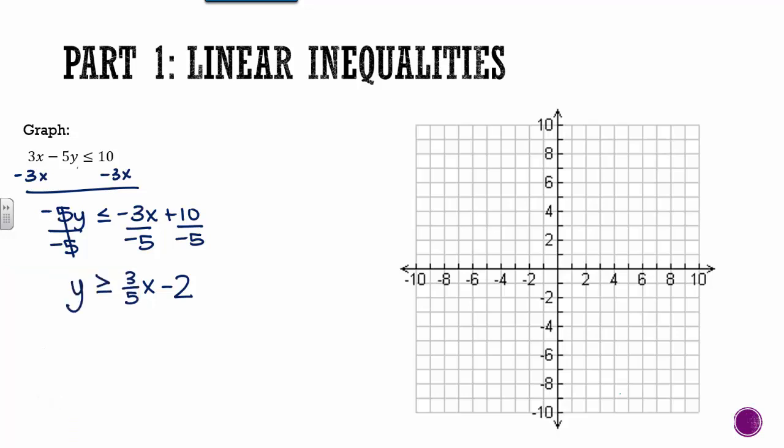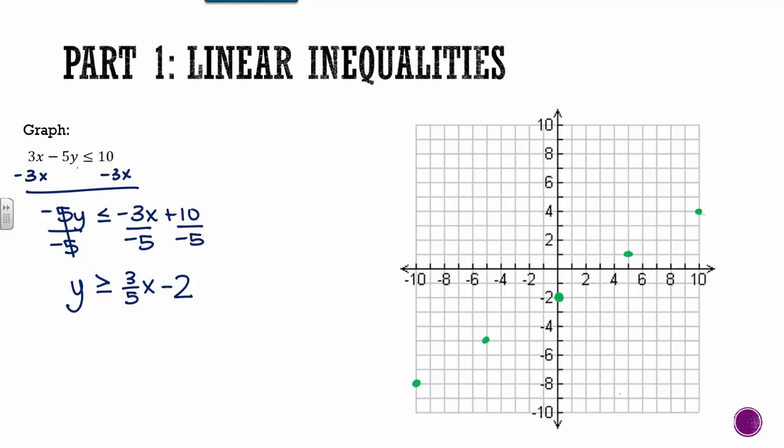So I'm going to find -2, and then I'm going to go up 1, 2, 3, and over 5. 1, 2, 3, and over 5. And then I can go backwards down 1, 2, 3, over 5, 1, 2, 3, and over 5 more.